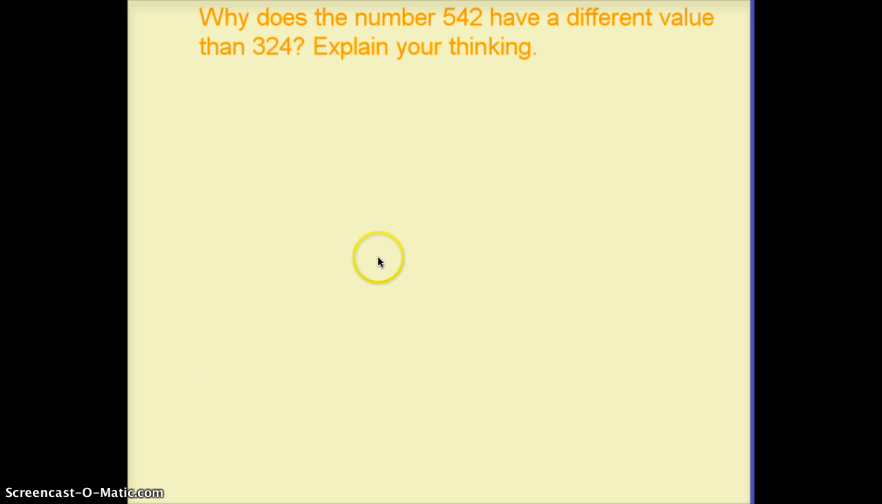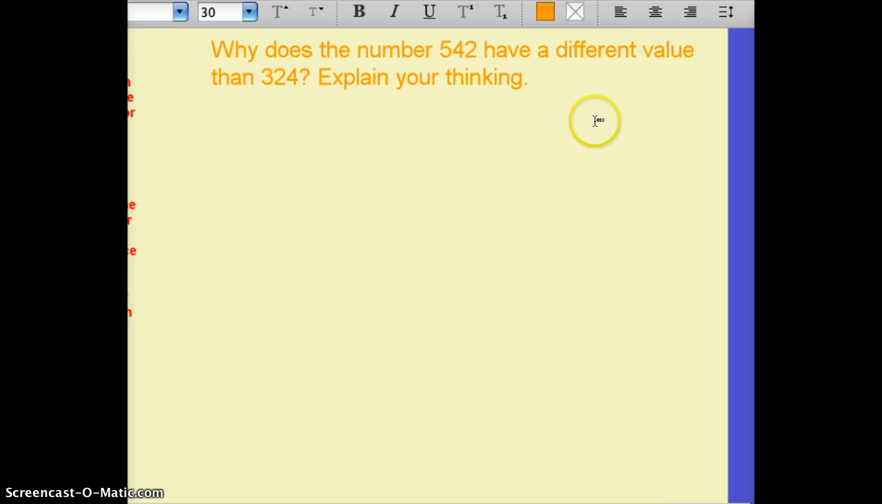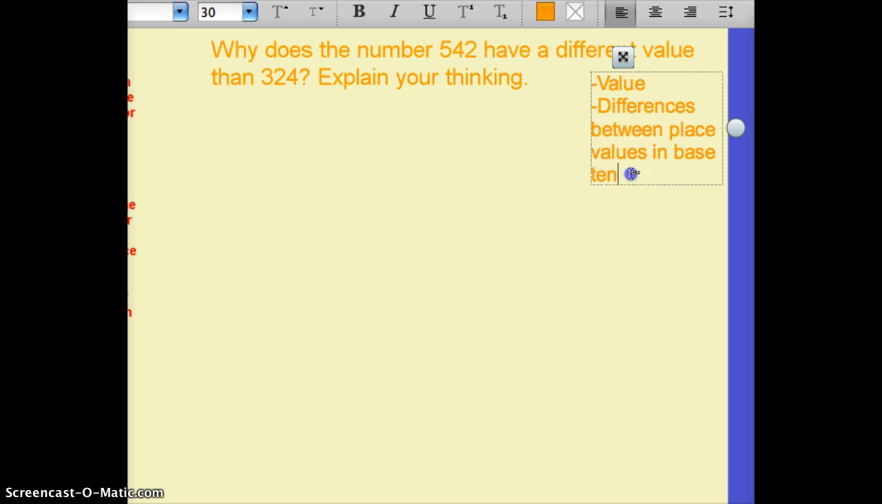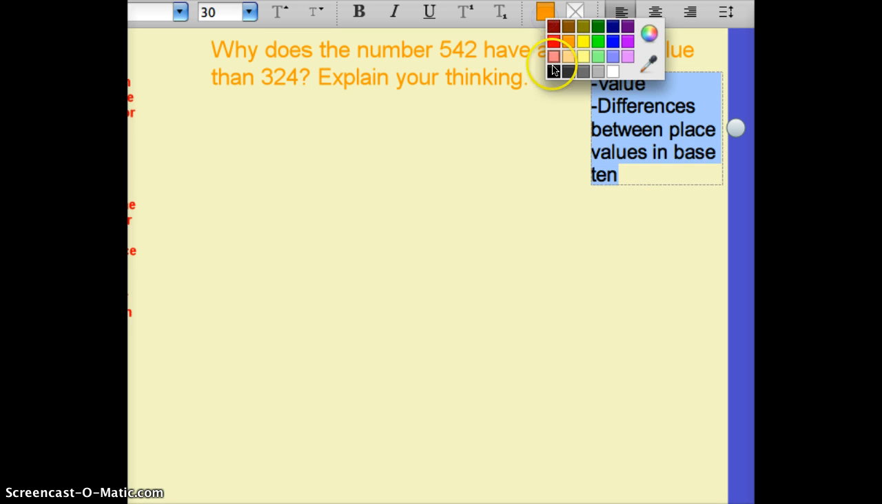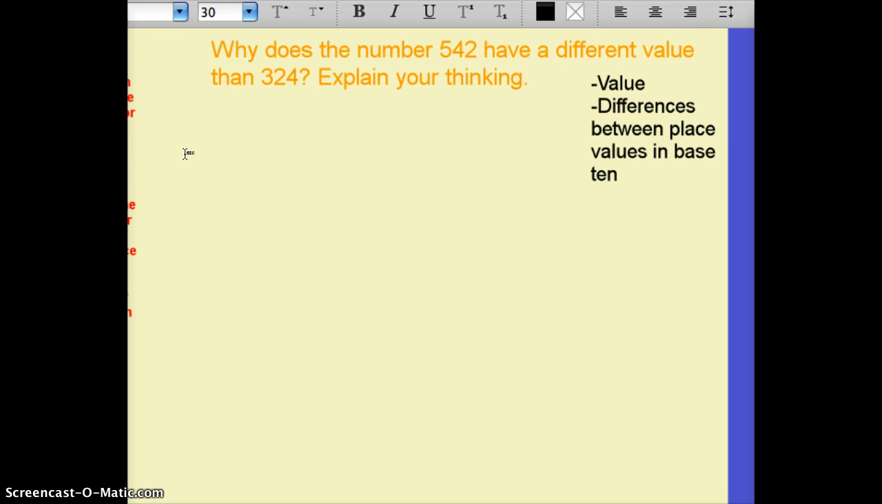So I'm going to use my knowledge of two things: my knowledge of value, and also my knowledge of the differences between place values in base 10, meaning knowing that each place, as it gets larger, increases by 10 times the place before it. So I'm going to use these skills to write about the differences between 542 and 324.